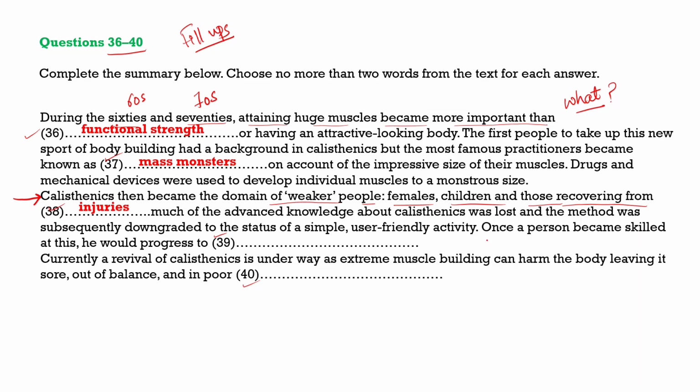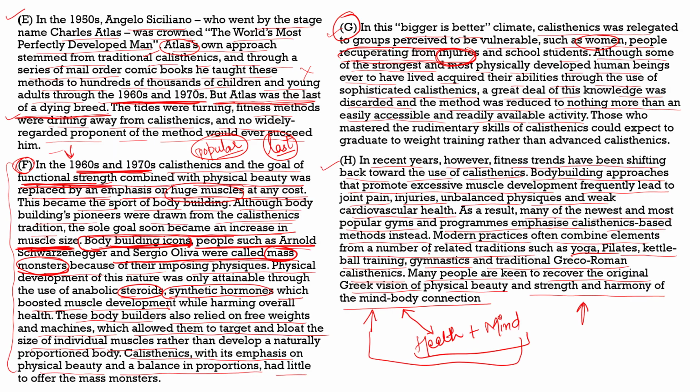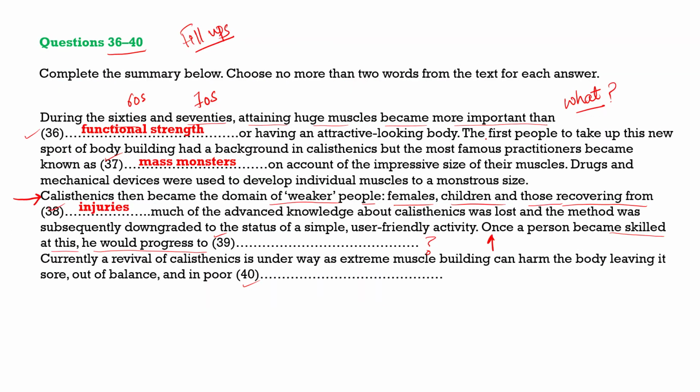Now I'm going to read the next line, that is from here. Once a person became skilled at this, he would progress to blank. So now, when a person became skilled at this, skilled at calisthenics, he would progress to what? We need to find this answer. Now we have read till here. Let us read further. I am going to start reading from here. Those who mastered the rudimentary skills of calisthenics could expect to graduate to weight training. Now students, what was the question? The question was, once a person became skilled at this, rather than writing calisthenics, about which our passage is today, they have used the word this. So once a person becomes skilled in calisthenics, what will he do next?